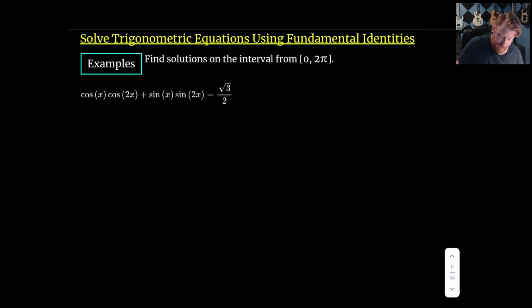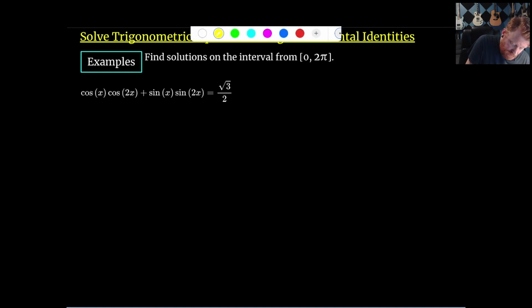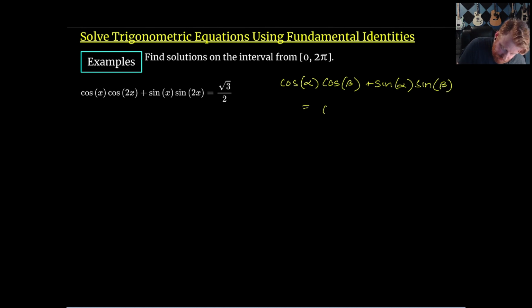All right, next we are going to solve some trig equations using the fundamental identities. So if we take a look here, I've got cosine of some value times cosine of some other value plus sine of some value times sine of some other value equal to one of these common ratios. What I'm noticing is that we have something of the form cosine alpha cosine beta plus sine alpha sine beta, which is cosine of alpha minus beta. That is that identity, so we're just going to apply that over here.